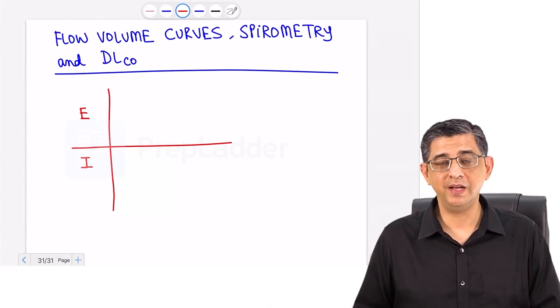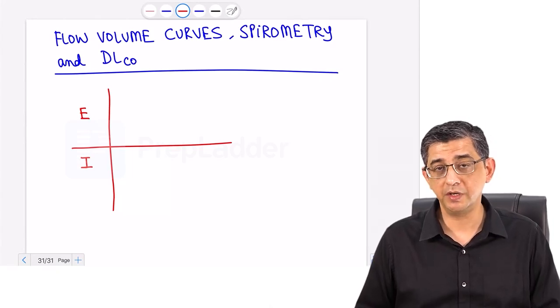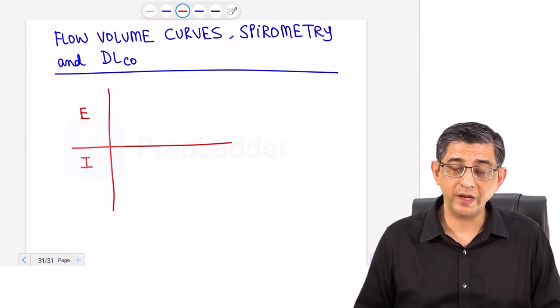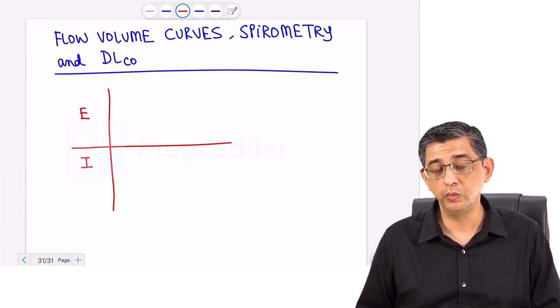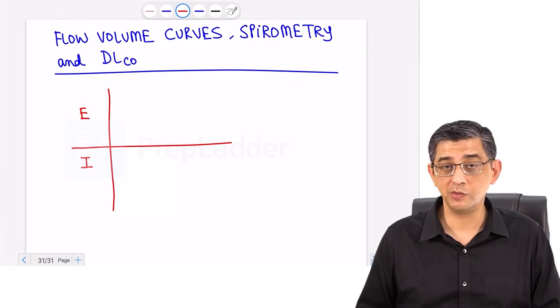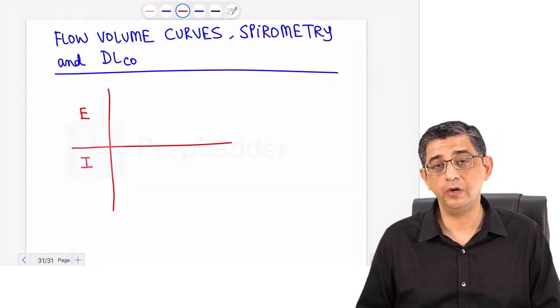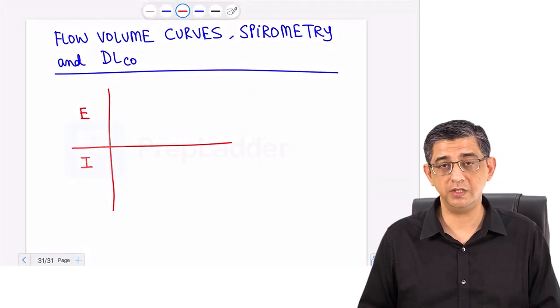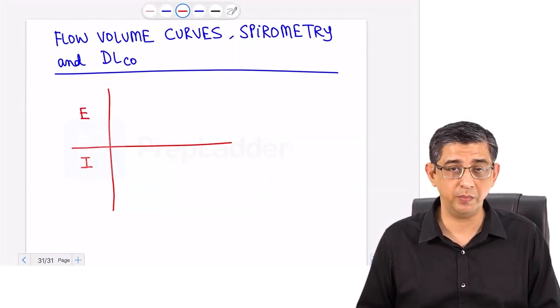Hi guys, welcome back. The next topic we're going to study is pulmonary function tests. Here I'll be drawing a couple of flow volume curves before you, discuss some mathematical aspects of spirometry, and in the end talk about DLCO, that is diffusion capacity of the lung for carbon monoxide and its applied aspects.